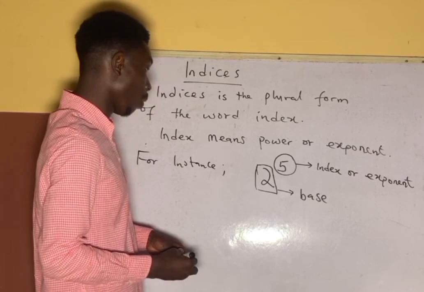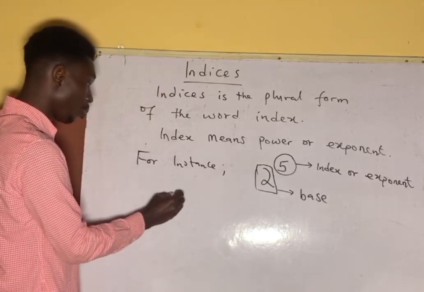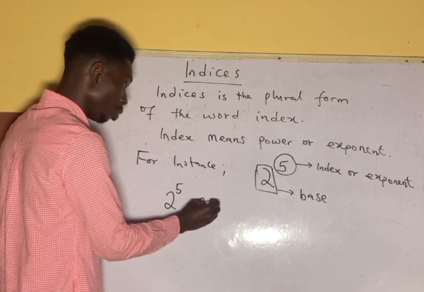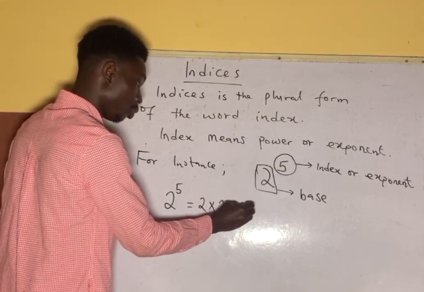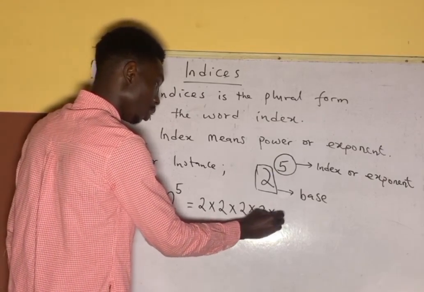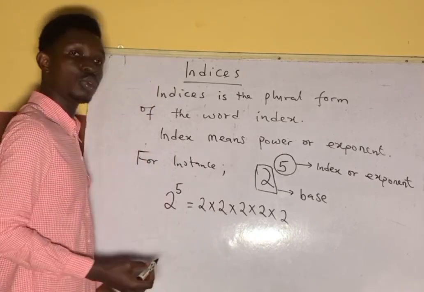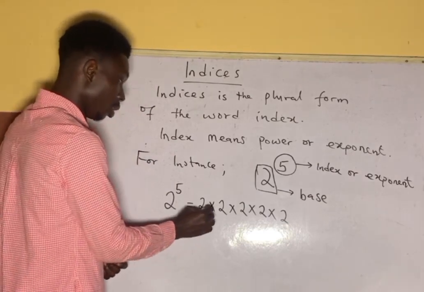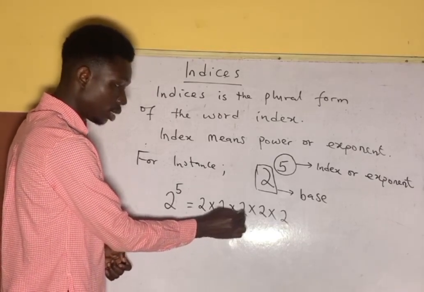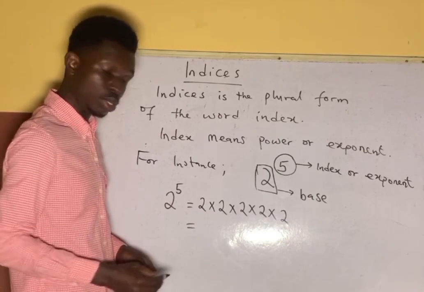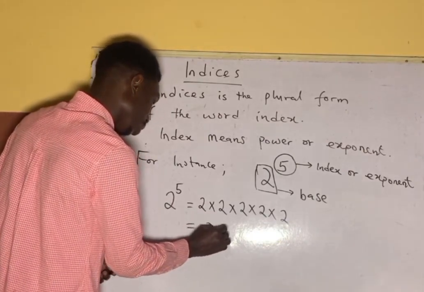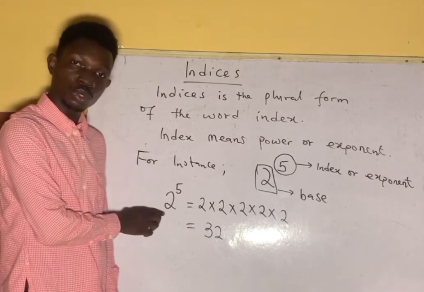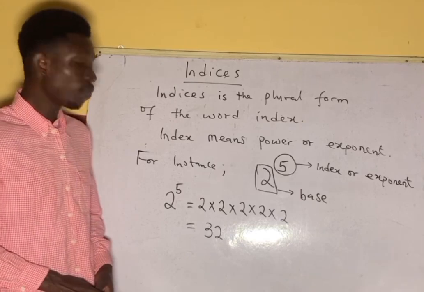So quickly, 2 raised to the power of 5 means 2 times 2 times 2 times 2 times 2. Now we are multiplying 5 times. And that gives us 2 times 2 is 4, times 2 is 8, times 2 is 16, and then times 2 is 32. So 32 can be expressed in index form as 2 raised to the power of 5.